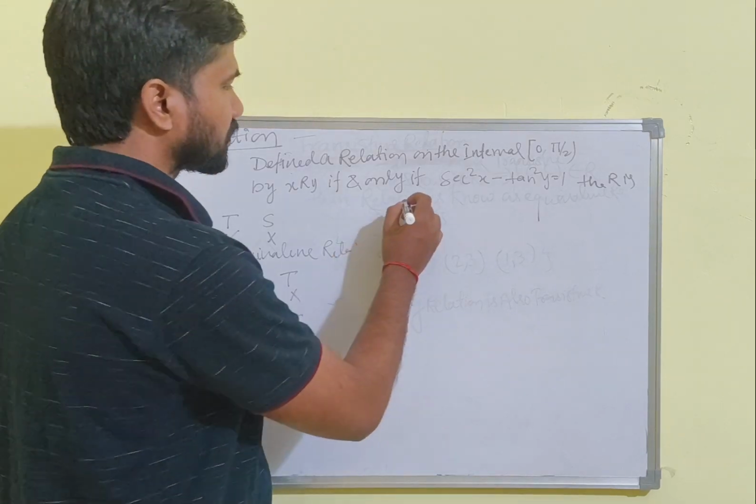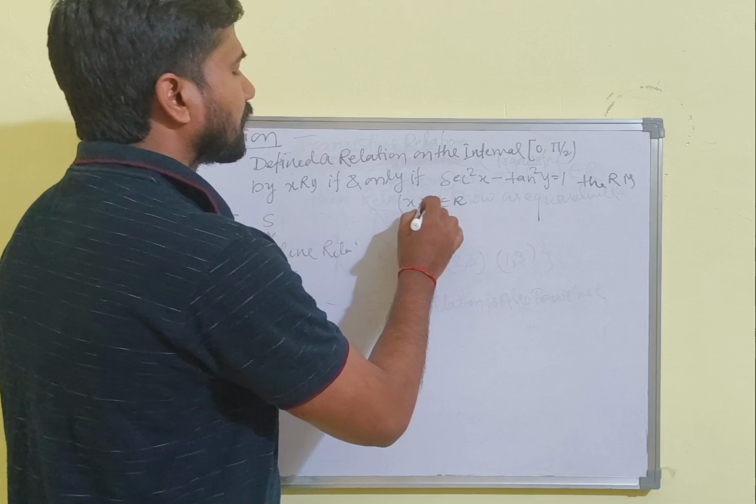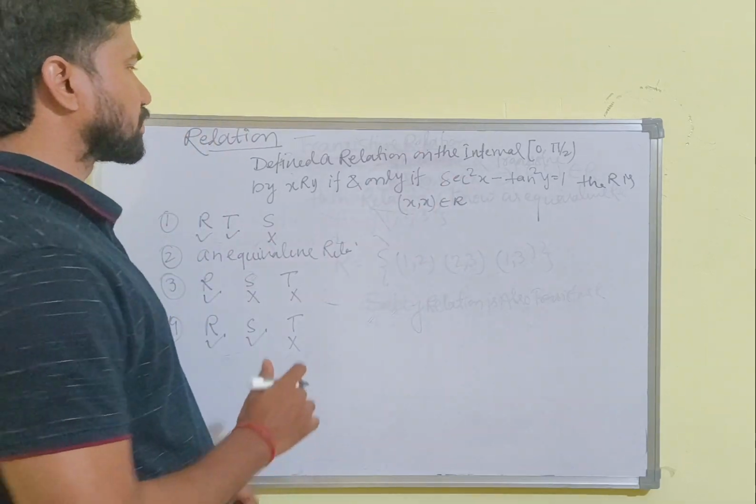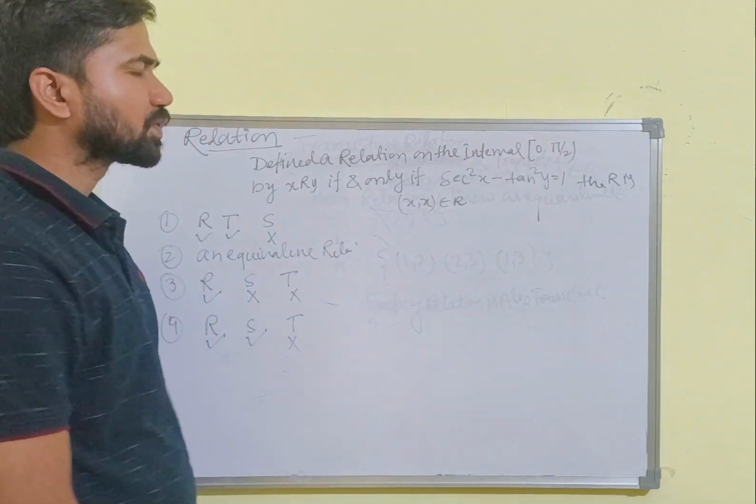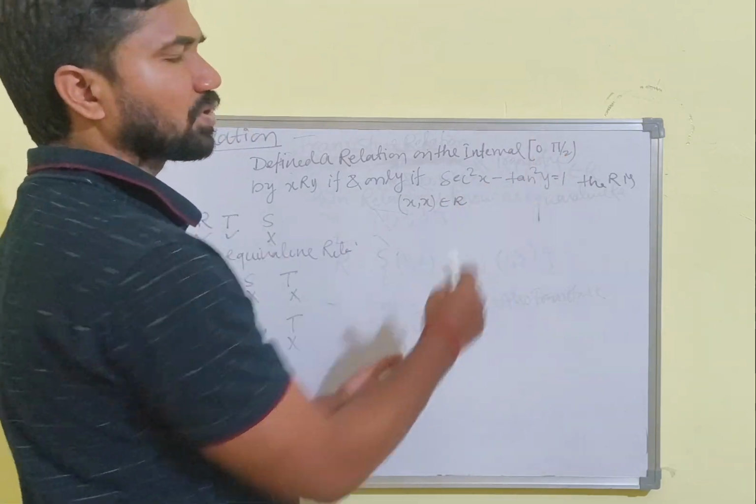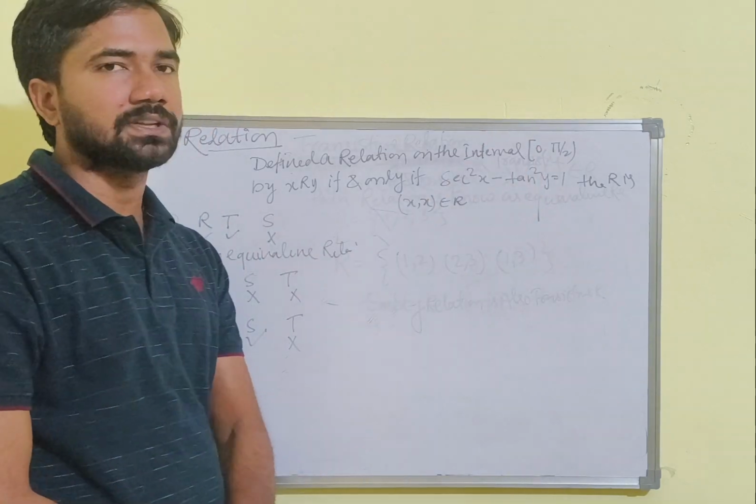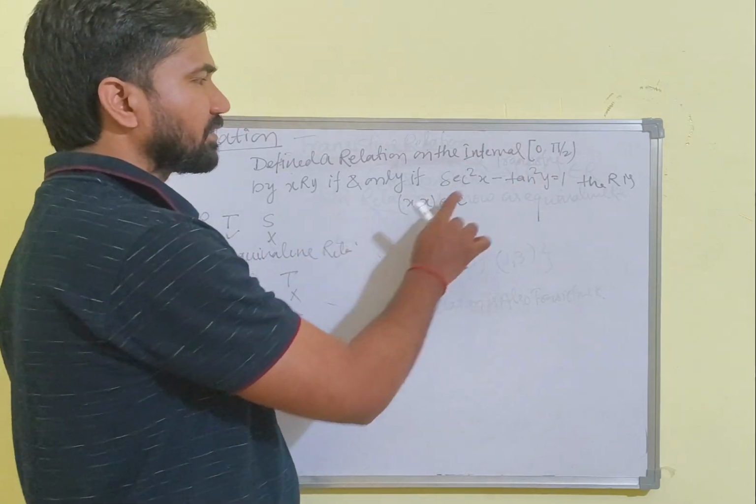So we know that for reflexive, (x, x) belongs to R for all x belonging to the domain. So what is given? 0 to pi by 2. Why have we taken pi by 2? Because tan(pi/2) is infinite, so we cannot check. So we cannot take pi by 2; we have to take only values from 0 to pi by 2. So the first condition we are going to check.